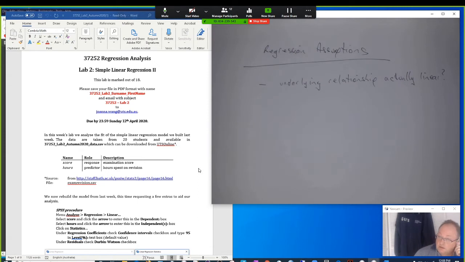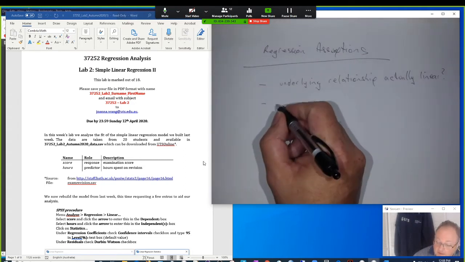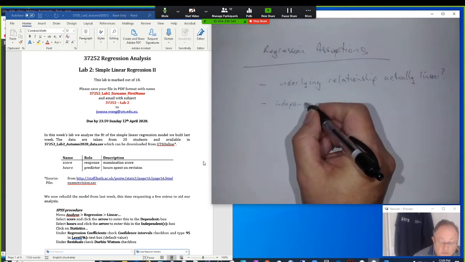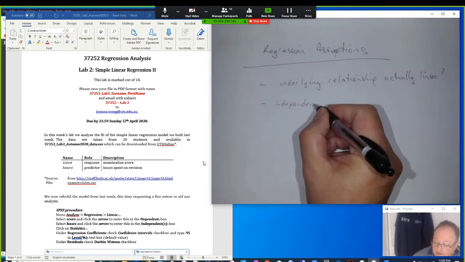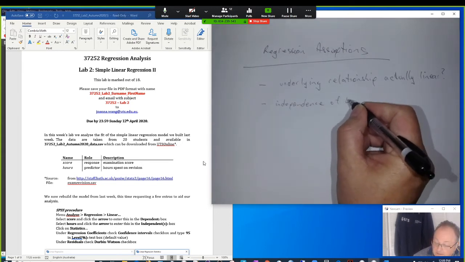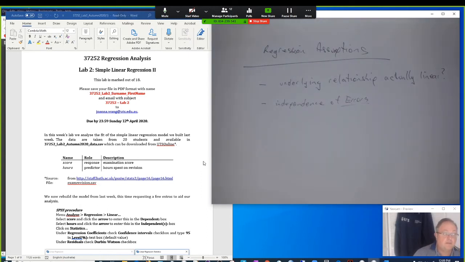Is the underlying relationship actually linear? We can't use linear regression if it's not linear. We can use other forms of modelling, but for our purposes, the next thing is we want to think about the independence of errors. Is there some mechanism honing itself into our data set? This is where our errors come in.